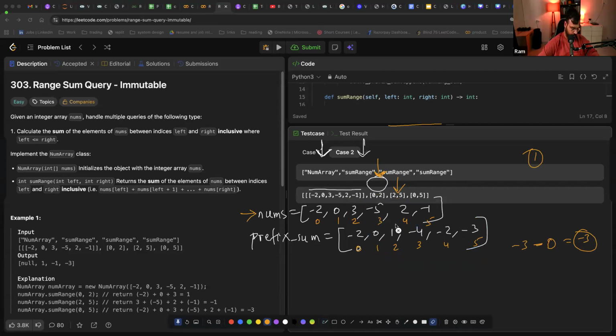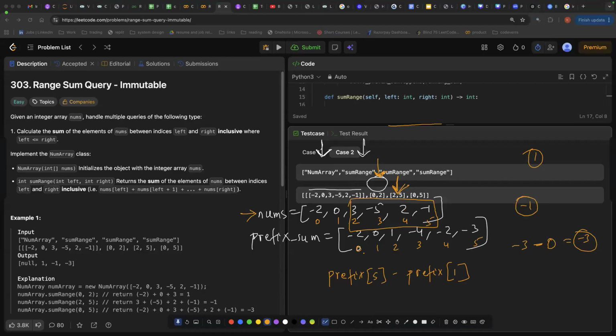Okay. So if we have 2 and 5, then we will do prefix of 5 minus prefix of 1, correct? That is 2, 3, 4, 5. This is the sum, right? What is the answer here? 3 plus 2, 5. 5 minus 5, 0. The answer should be -1. Correct? What are we getting here?